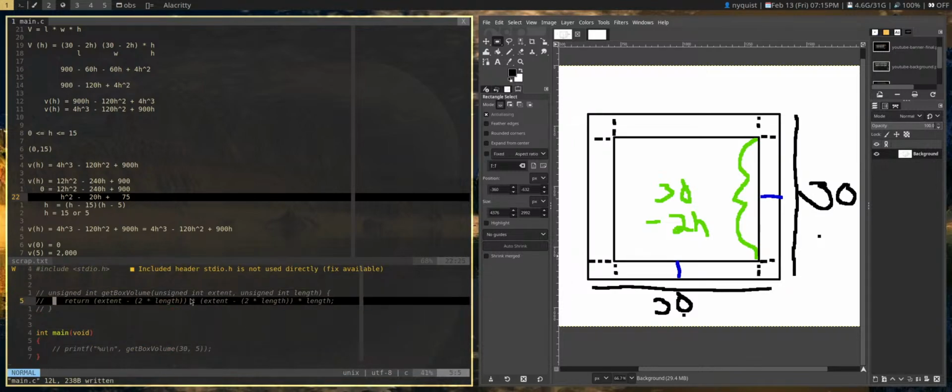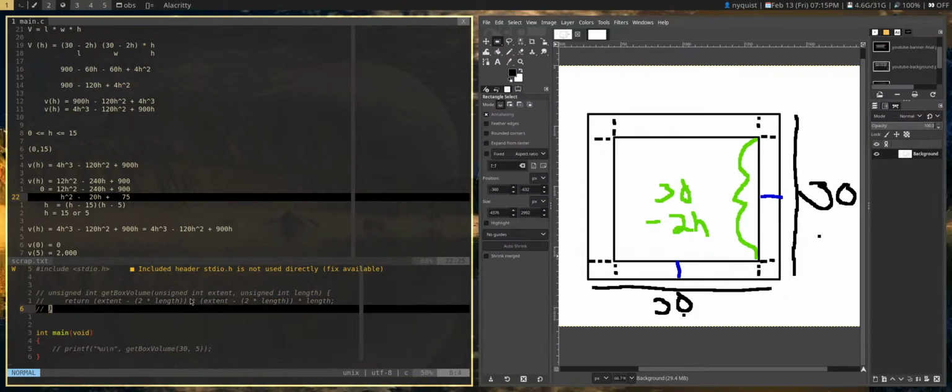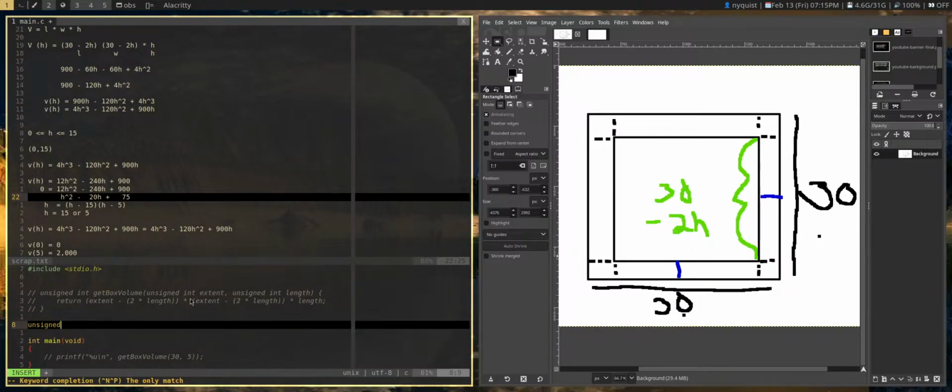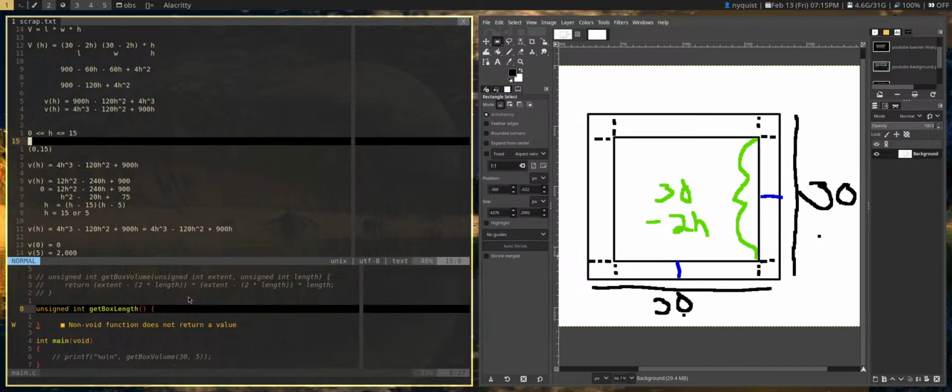Because we're going to solve it the way that the problem in the book does, but try to do it programmatically. So let's rewrite this. And let's do unsigned int get box h, which is actually the length. Get box length. Let's call it that. So how are we going to do this? This is where things get a little more complicated.